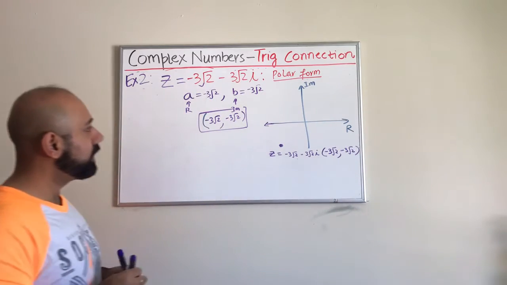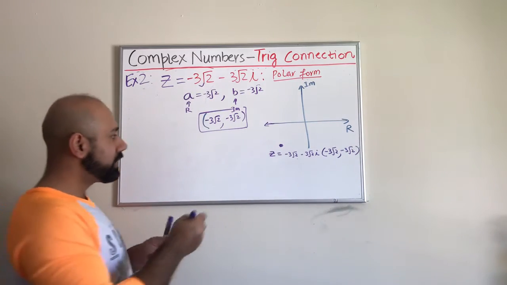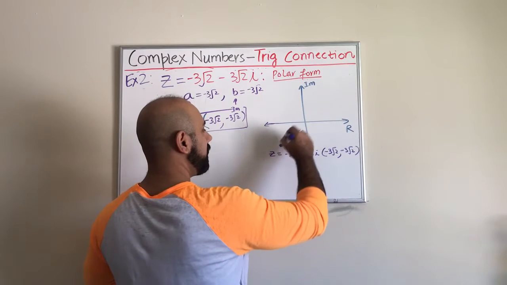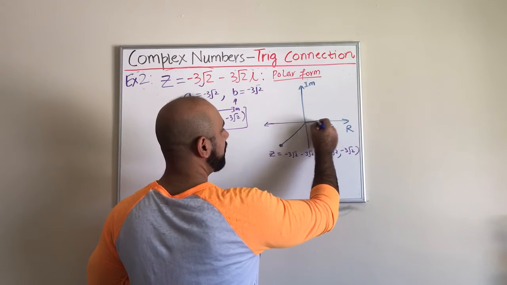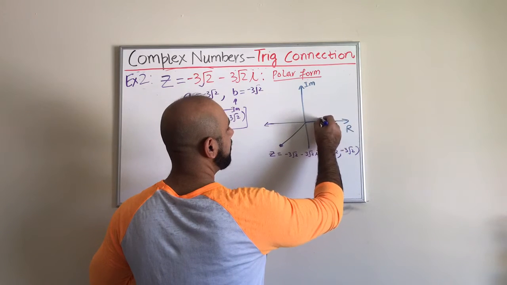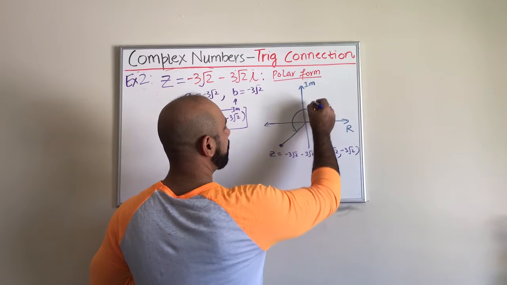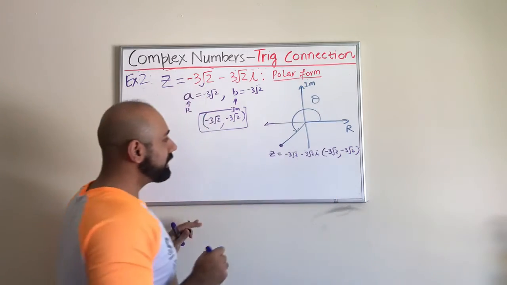Okay, now we can go ahead and actually join this complex number, this point, with the origin. And guys, once we join this, now we know the angle that we are talking about here is going to be this angle right here. This whole angle is going to be my angle. Let us call this angle theta.